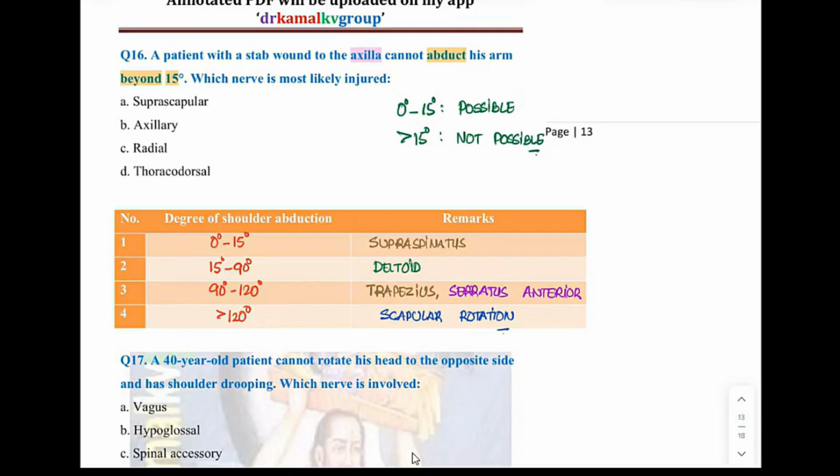Now look at the question. The patient can do 0 to 15 degree, but he cannot do 15 to 90 degree. It means supraspinatus is working, but deltoid is not working. A muscle will get paralyzed if the nerve supply is paralyzed, right? Supraspinatus, it is supplied by suprascapular nerve. So it means suprascapular nerve is okay. So this cannot be answered here. Deltoid is supplied by axillary nerve. Clear? So therefore, the answer will be axillary nerve. So this is how you have to apply the anatomical concepts to reach up to the answer.